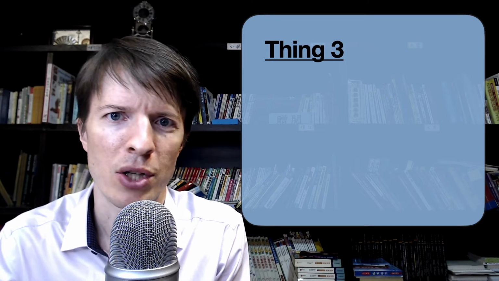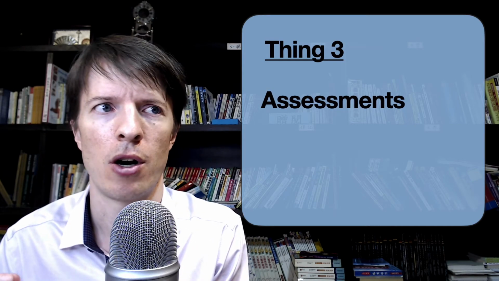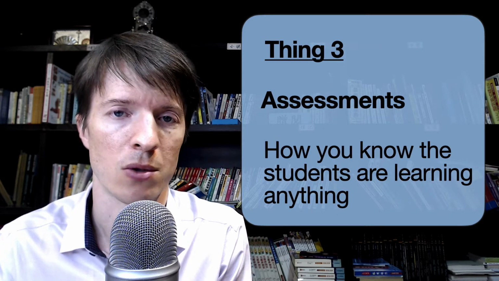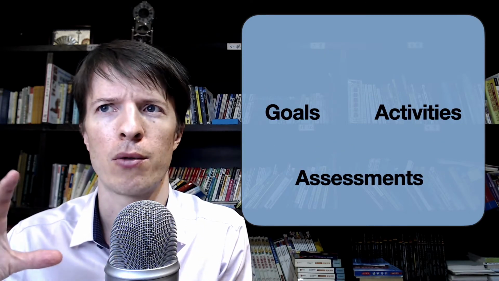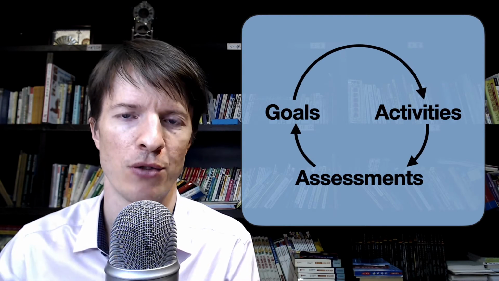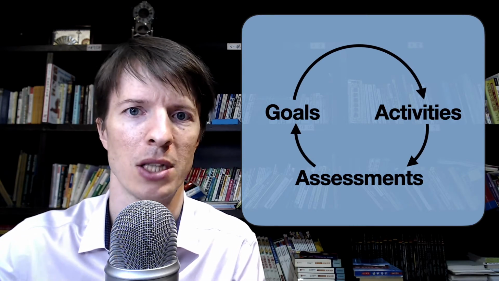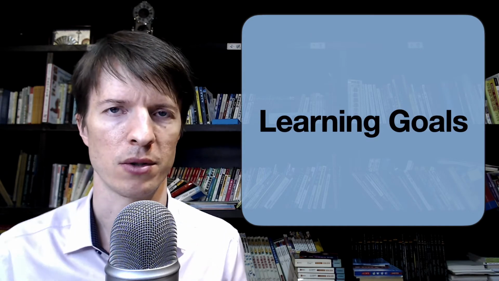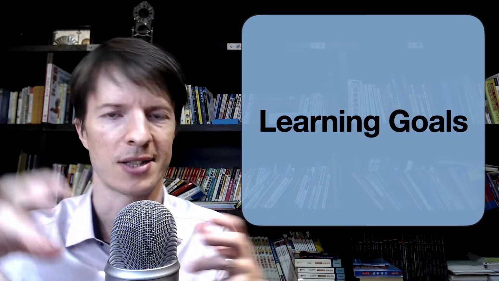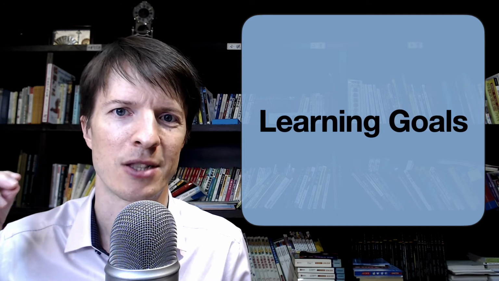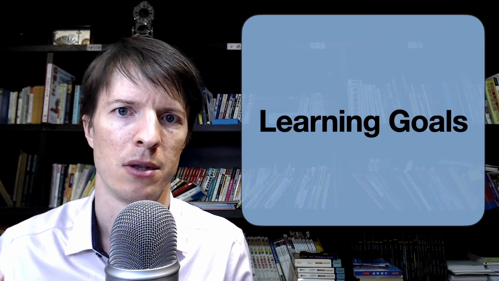And finally, you need learning assessments. Learning assessments are how you know whether the students are reaching those learning goals that you set out. And all three of these pieces need to work together to make an effective course, a course where students are actually learning something. So let's start with the first one. Learning goals: you need to start out with learning goals, but you're kind of creating all three of these simultaneously. With learning goals, you want to create specific, measurable learning goals.